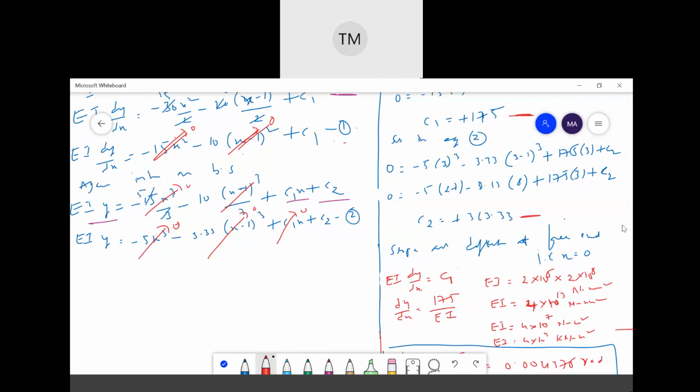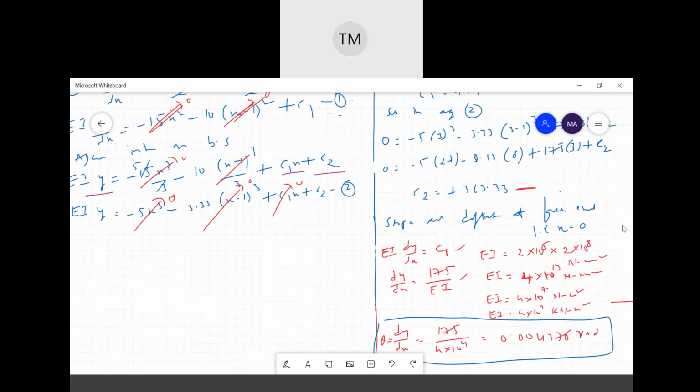So the remaining term is c1. EI dy by dx is equal to c1, so dy by dx is equal to 175 by EI. You know the EI value, substitute here: it is 4 into 10 power 4 kilonewton per meter square. Then theta is equal to 0.004375 radians.